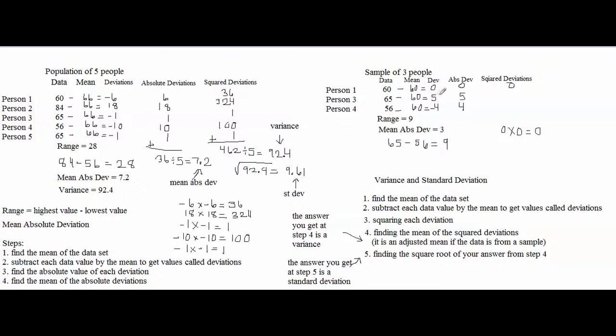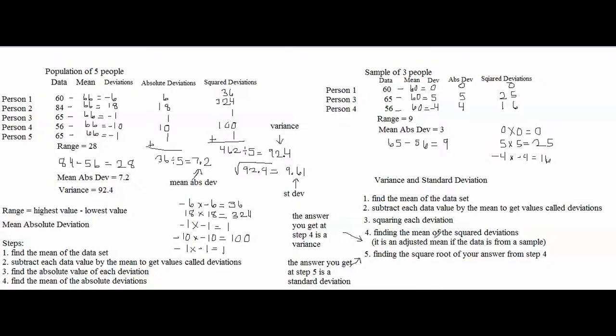5 squared, which is 5 times 5, is 25. And negative 4 squared, which is negative 4 times negative 4, is 16, because the negatives cancel out. So we finished step 3, we squared all the deviations. Now we have to do step 4. Remember when we found the variance of the population, we just found the mean of the squared deviations in step 4. But notice how it says if it's a sample, you find an adjusted mean.